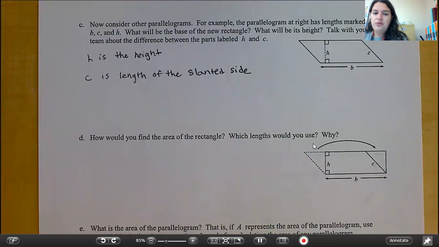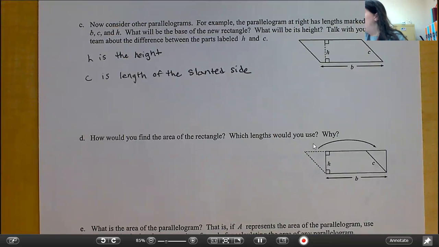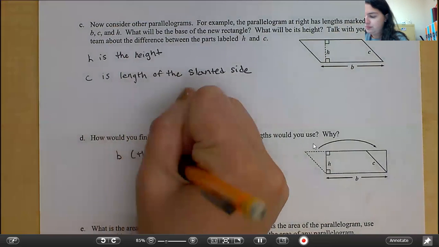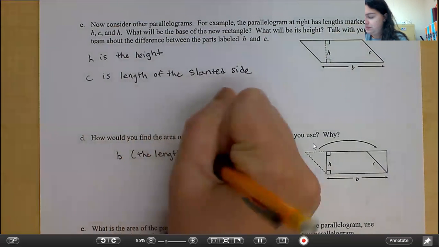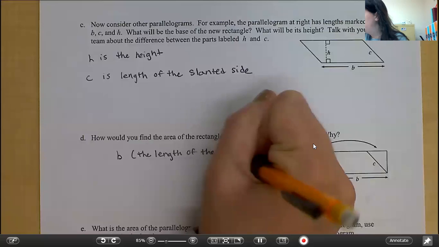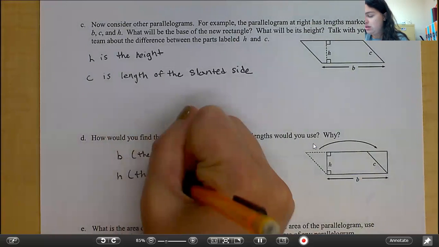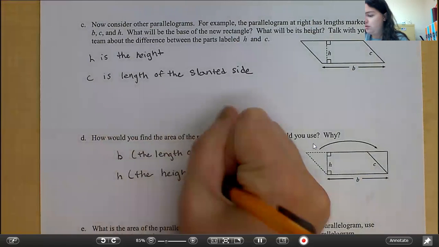D, how would you find the area of the rectangle? Which lengths would you use? Why? Go ahead and pause the video and answer this question. If you're back with me, you have answered this question. So you would use B, which is the length of the base, and H, which is the height of the new rectangle.